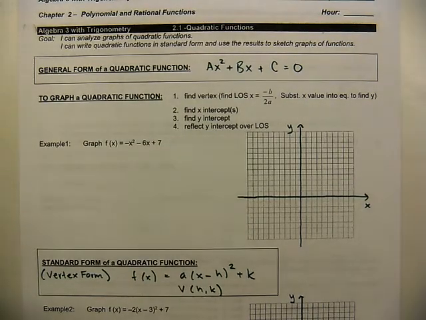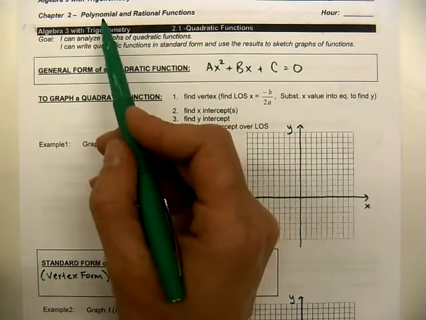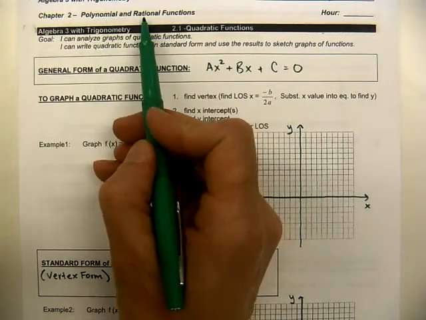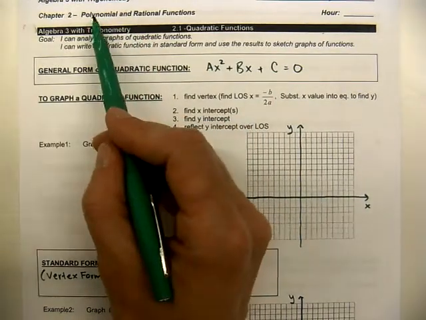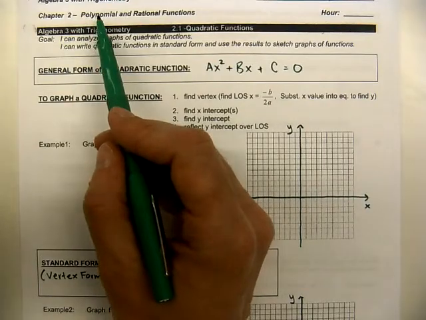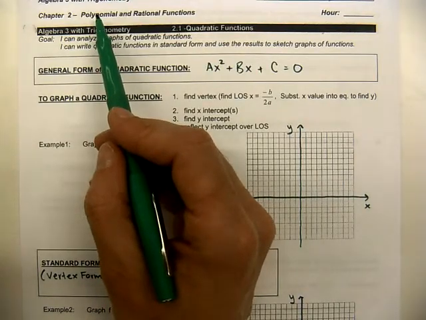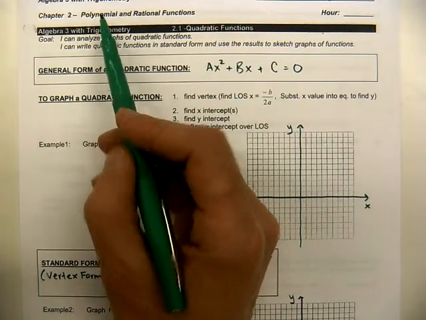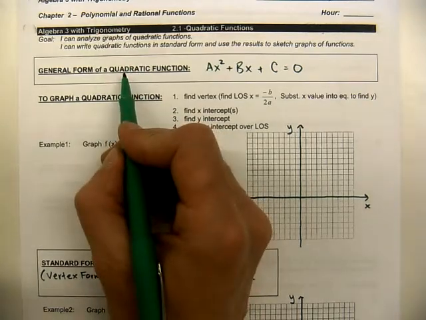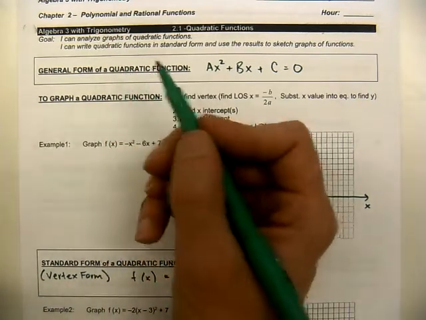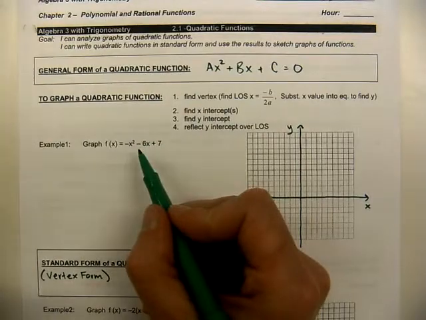Today we're starting off our chapter number 2, which is all about polynomials and a little bit about rational functions. So we're talking about polynomial functions, their characteristics, their qualities, things that we can analyze. And today we're starting off with quadratics, which is really a simple kind of polynomial, and we've studied this before. So a lot of this information is more review than new.